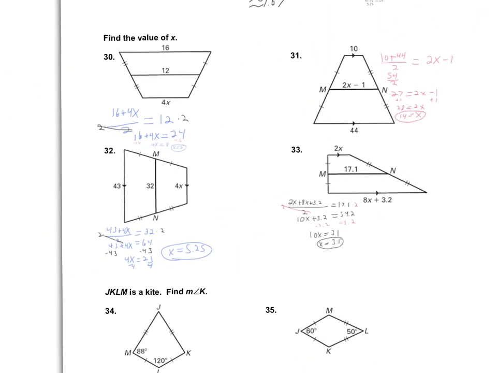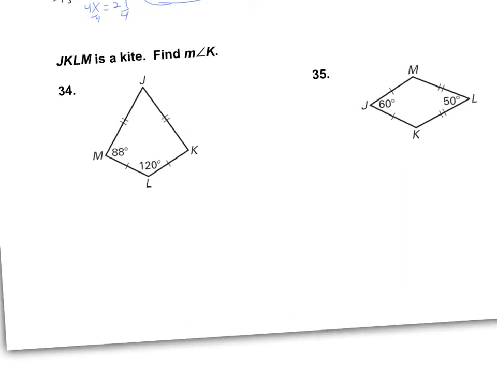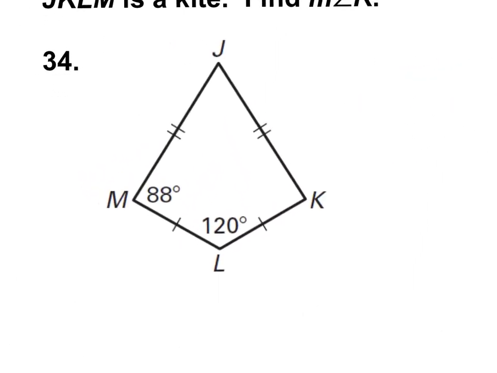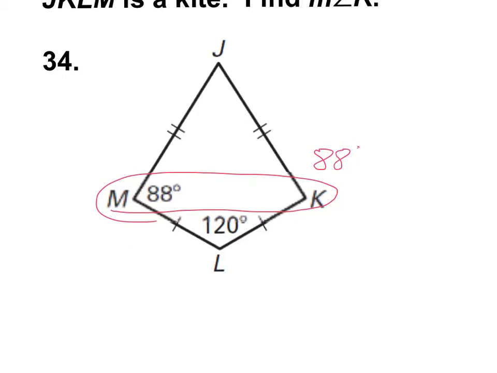All right, and the last shape that we dealt with is kites. And in a kite, you can see it looks like the kite you fly in the sky. It has two congruent sides that are right next to each other, and another two congruent sides that are right next to each other. In a kite, one pair of angles is congruent, and it's always the pair of angles that are between the two different sides. So in this case, angle K is 88 degrees.